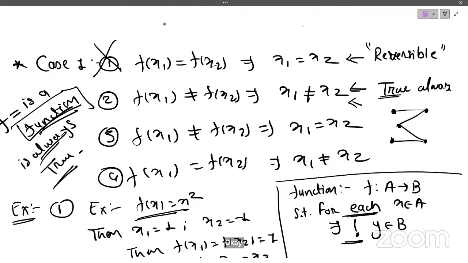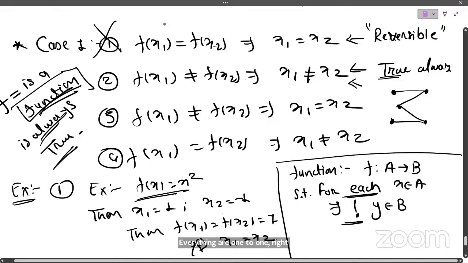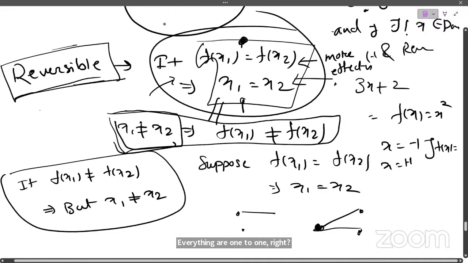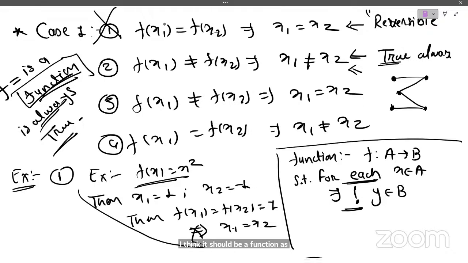Why would you say it is not reversible? Because if x1 is not equal to x2, then f of x1 is not equal to f of x2. So that means everything is one to one, right? I think it should be a function as well as reversible, isn't it? No, it won't be reversible, because what happened now?